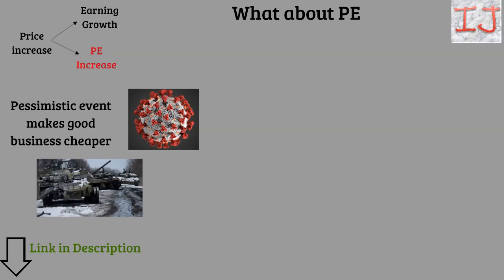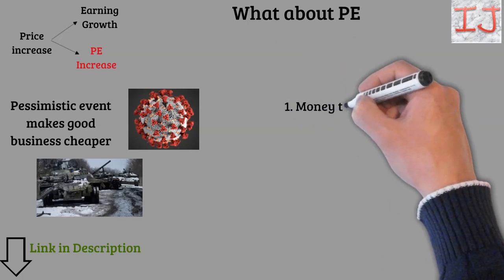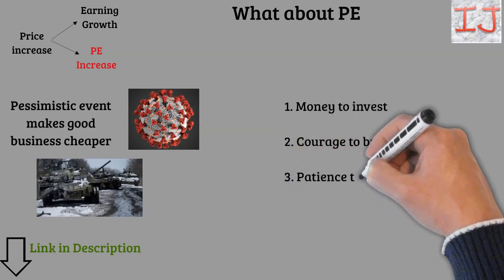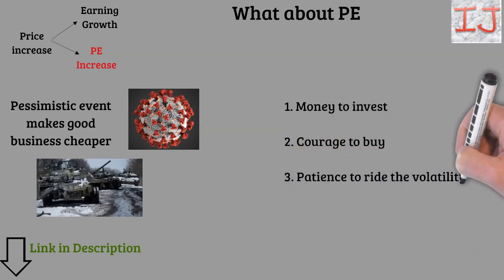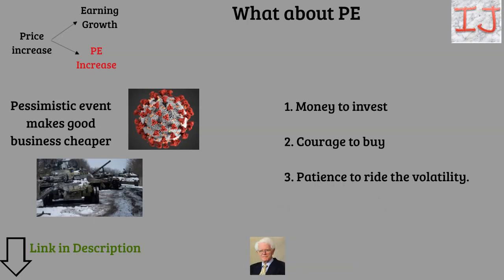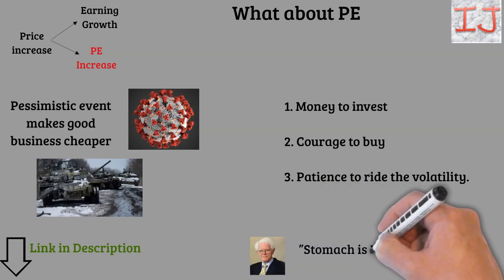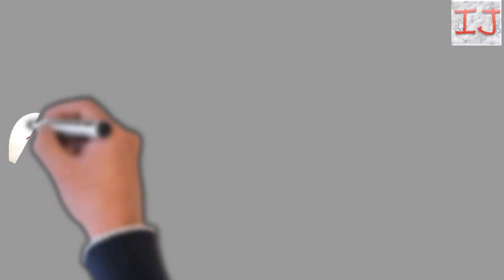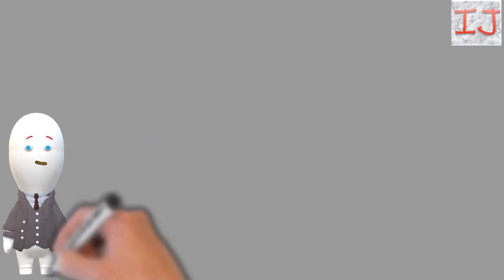You will be able to buy a good company only when, one, you have money to invest, and another, you have the courage to buy that company and the patience to ride the volatility. As the famous American investor and mutual fund manager Peter Lynch once said, stomach is more important than brain in the stock market. Having understood the concept of earning growth and PE re-rating, one has to spend time to do the company analysis to find a good investment opportunity.